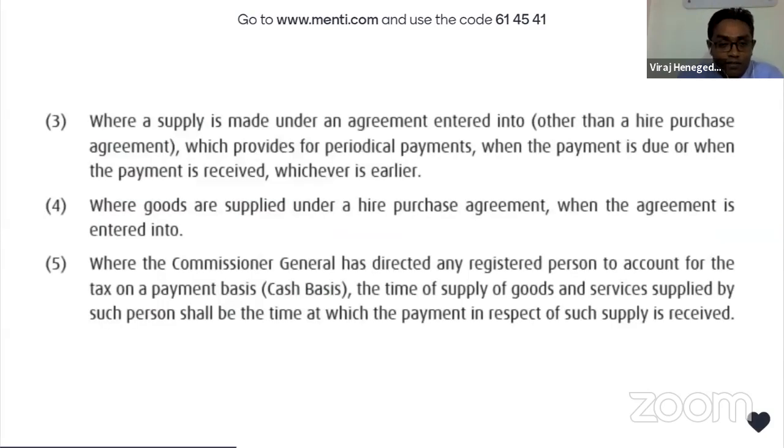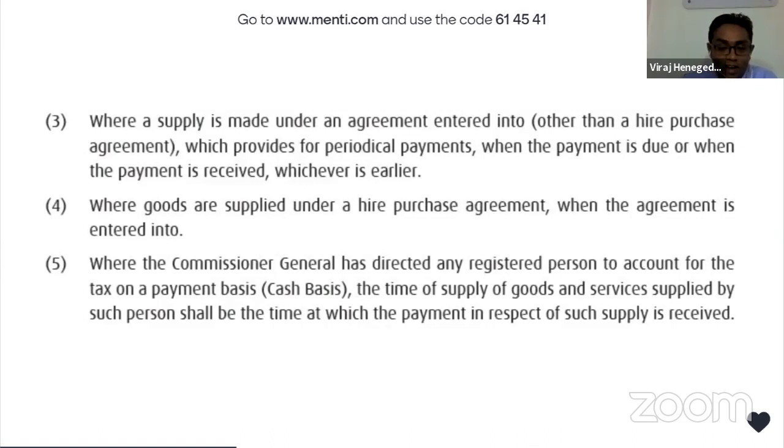Then the next one, where a supply is made under an agreement entered into other than a hire purchase agreement, which provides periodical payments, the time of supply is when the payment is due or when the payment is received, whichever is earlier. But for your exam purposes, you always need to remember about the goods and services. These are for your additional knowledge.